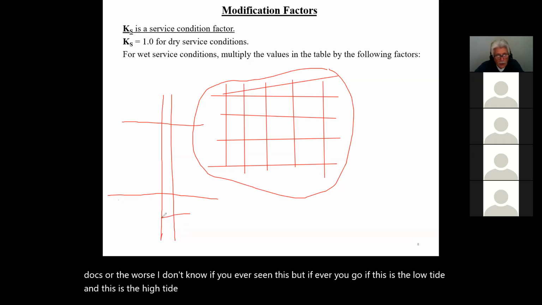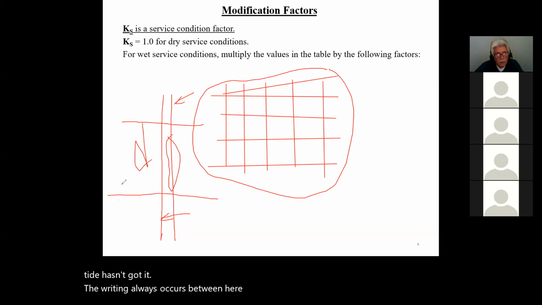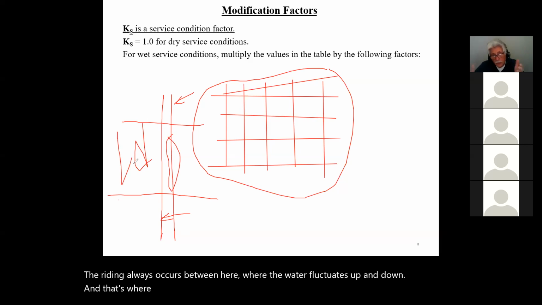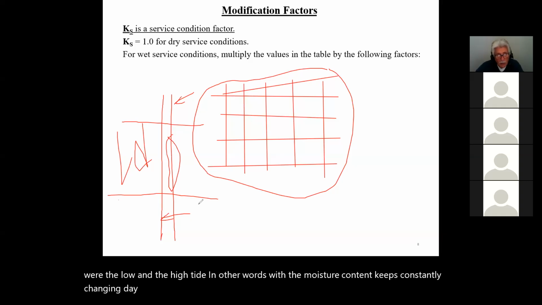Everything below low tide hasn't rotted. Everything above high tide hasn't rotted. The rotting always occurs between here, where the water fluctuates up and down. That's where these wooden piles are going to start rotting, right where the low and the high tide are, in other words, where the moisture content keeps constantly changing day to day. Otherwise, everything below stays nice and everything above the high tide stays nice.